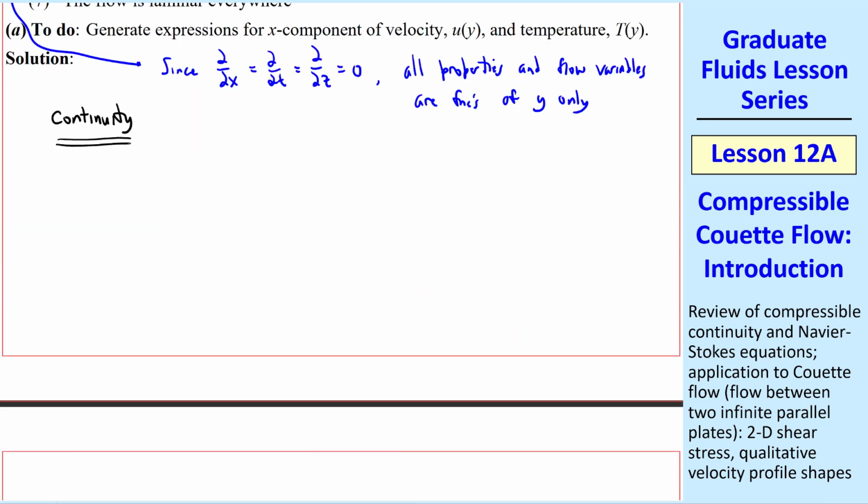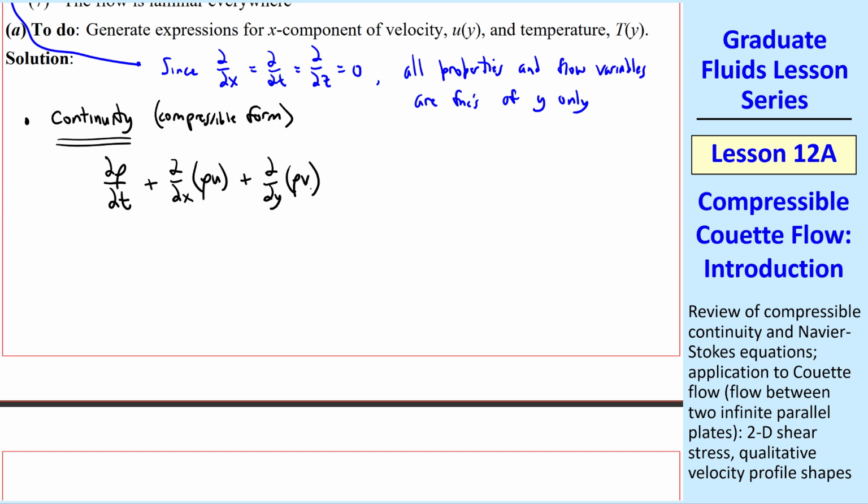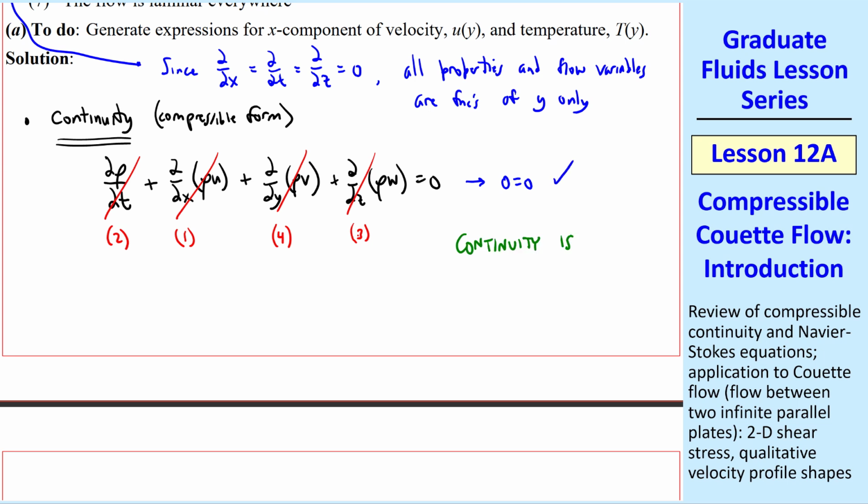Now let's simplify our equations as much as possible. Keep in mind that we must use the compressible form of our equations from a previous lesson. Continuity is del rho del t plus del x of rho u plus del y of rho v plus del z of rho w equals 0. But the flow is steady, our assumption 2. Del x of anything is 0 by assumption 1. V is 0 by assumption 4, and del z of anything is 0 by assumption 3, so continuity reduces to 0 equals 0. In other words, continuity is exactly satisfied for this problem.